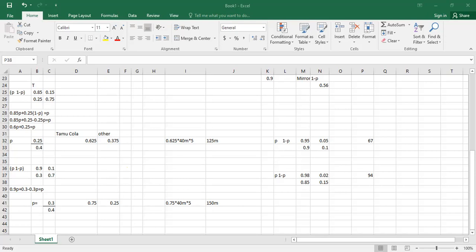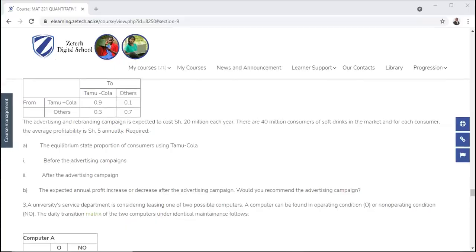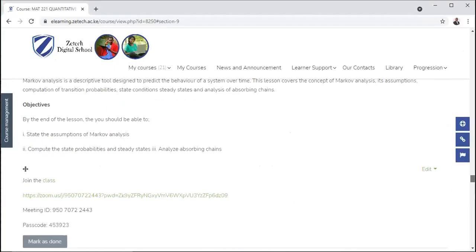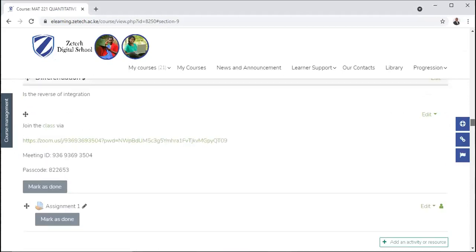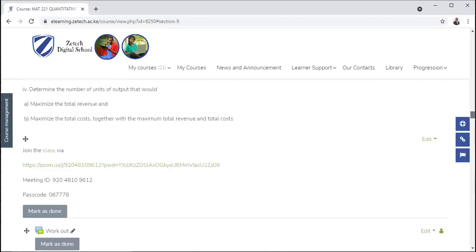If you are keen, I don't know what you're seeing on your end. I want to share the photo. Let me share my screen. I want to share the photo. You can see my photo. Yes.